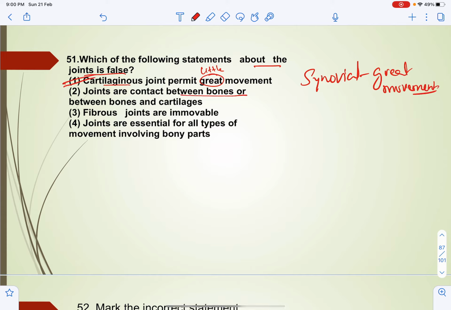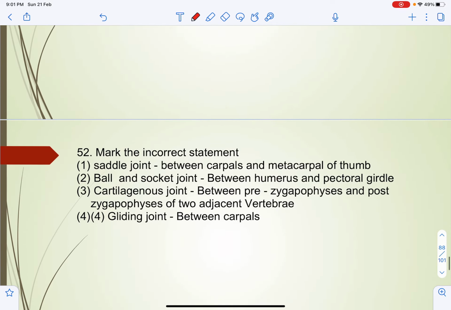Joints are contact between bones and between bones and cartilage, which is correct. Fibrous joints are immovable, generally seen in the skull, that is between sutures. Flat bones are attached with white collagenous fiber. Joints are essential for all types of movements involving bony parts. That is also correct. So the wrong one is cartilaginous joints permitting great movement.